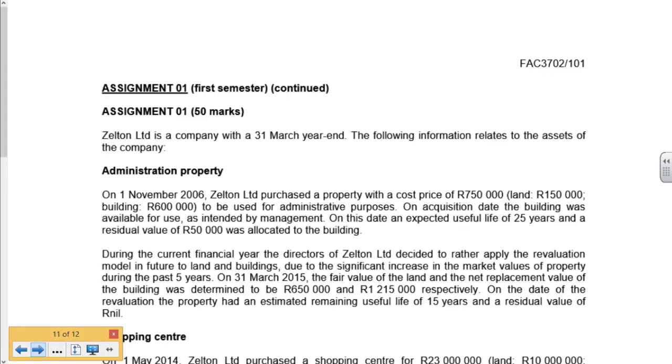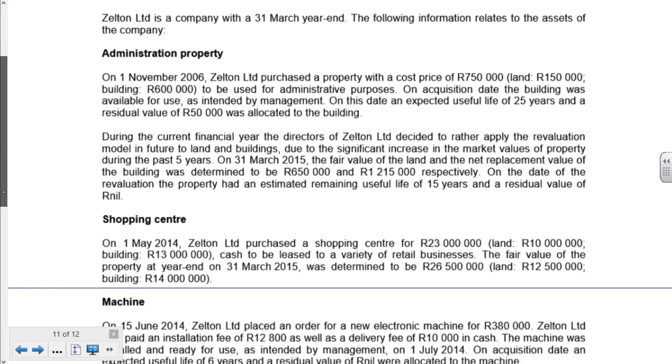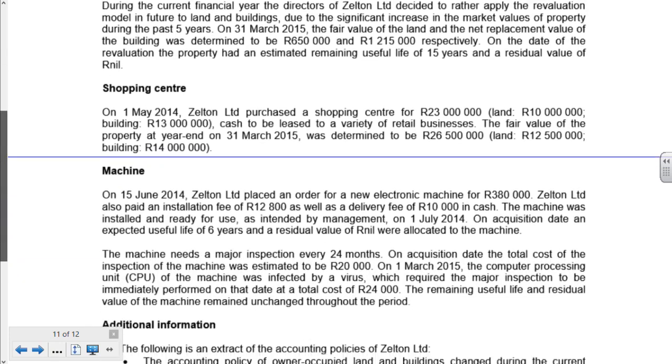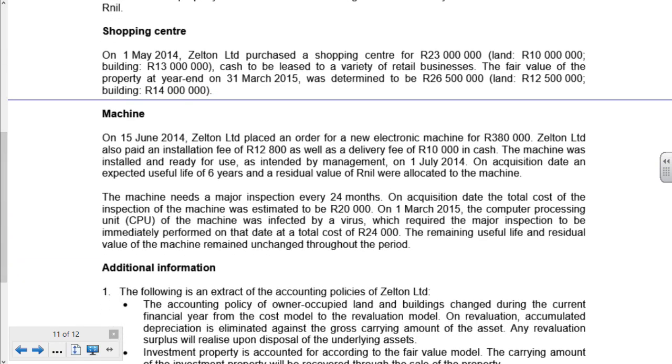Okay. All right, assignment 1. Assignment 1, we're going to do just the cost bits. Although you'll see that assignment 1 especially, let's start with the machine. Okay, so here's a machine. We placed an order for a new electronic machine. We paid an installation fee and a delivery fee. It was installed. On acquisition, whatever.